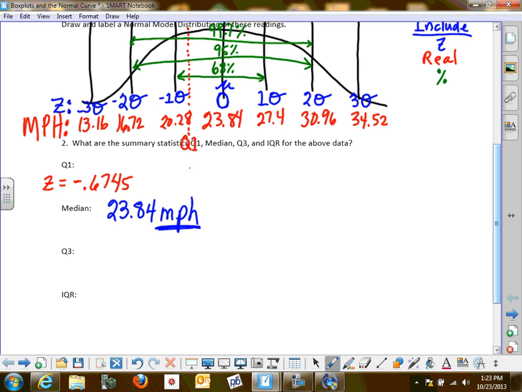So, z equals real world data minus the mean, and I'm plugging in the numbers as I go, over the standard deviation of 3.56. Okay, very good. So then what I'm going to solve that for is my x, and I've already solved that for you so we don't have to go through that algebra. It is 21.44 miles per hour.